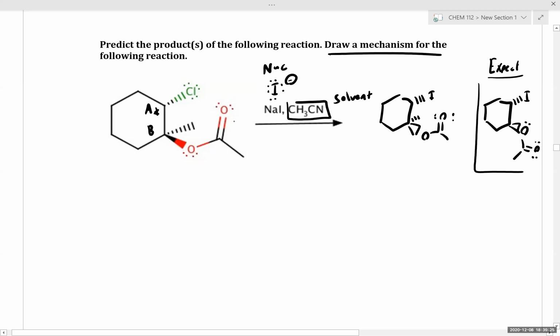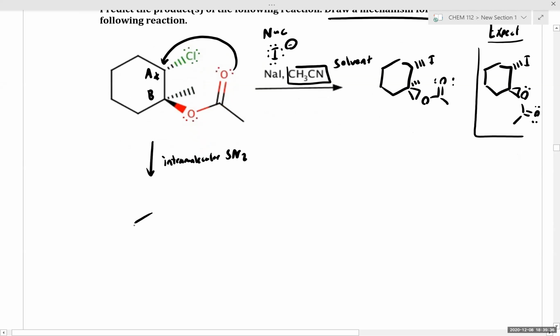So first and foremost, we have an internal nucleophile. So we're going to observe an intramolecular SN2 reaction. That in turn gives us the following cyclic intermediate. Okay, now, do you notice how in our first intramolecular SN2 reaction, we have inversion of stereochemistry?